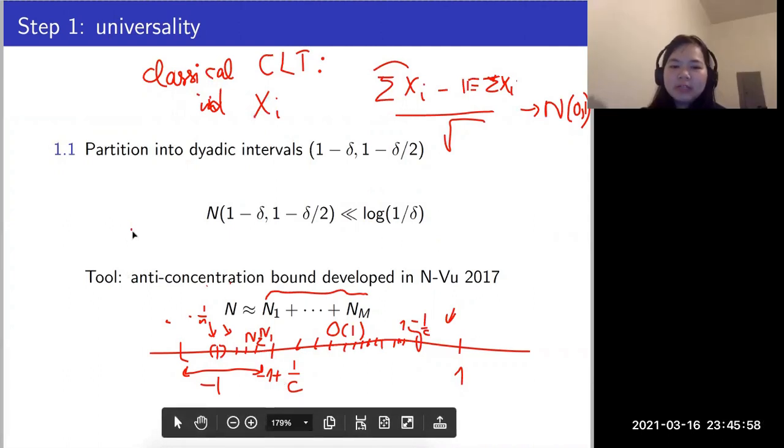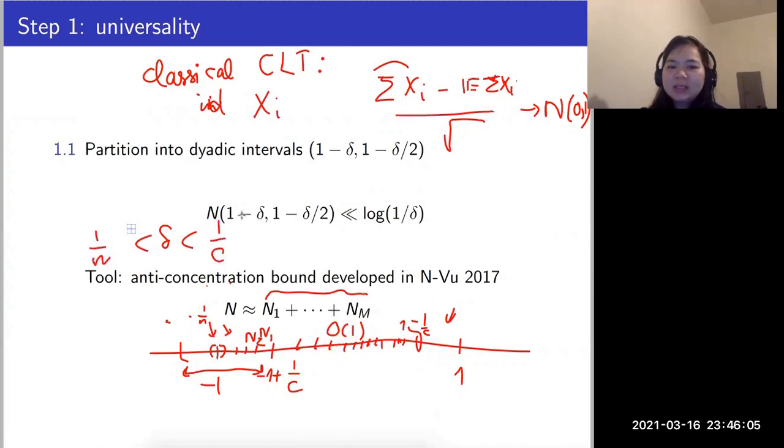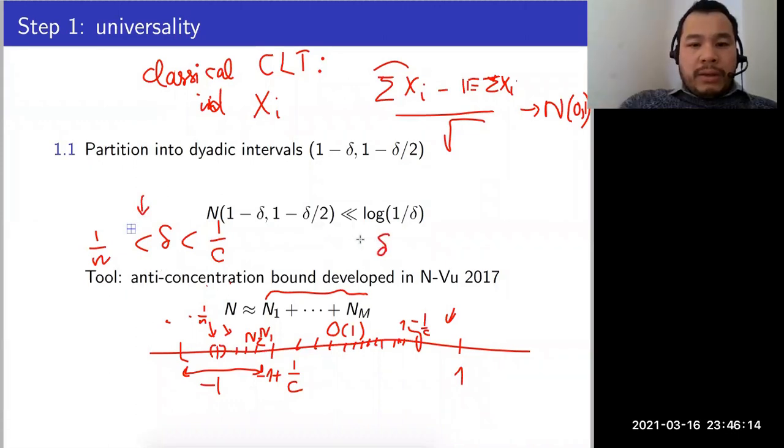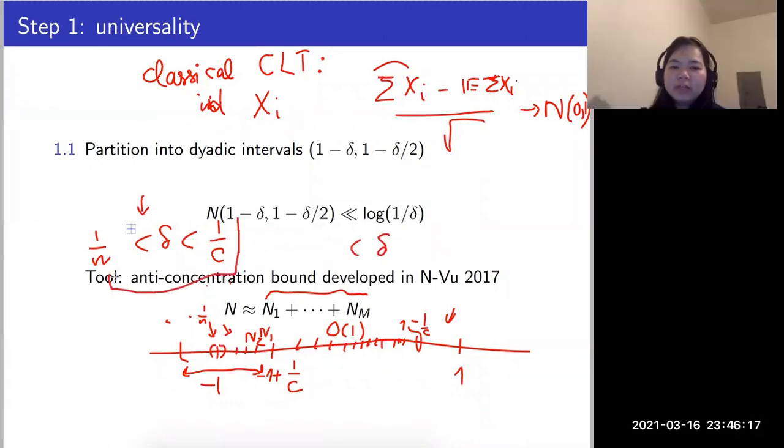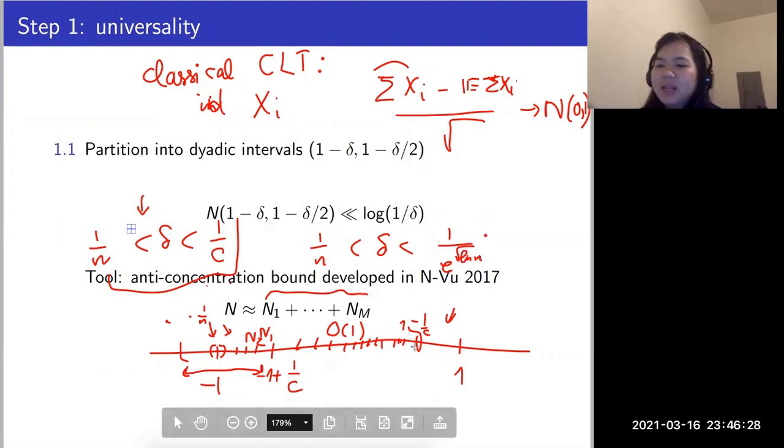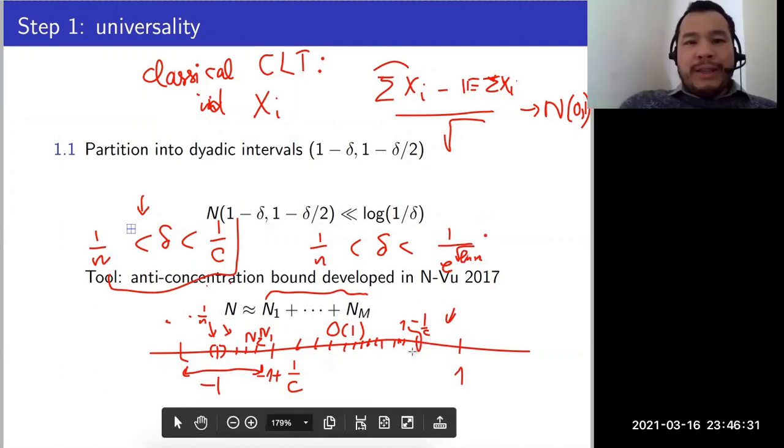Typically delta does not. Delta takes values from some constant 1 over c down to 1 over n. Some of them don't depend on n, but the typical ones do depend on n. We look at all of these, but the typical ones are between 1 over n and 1 over something very big, like e to the square root of log n.